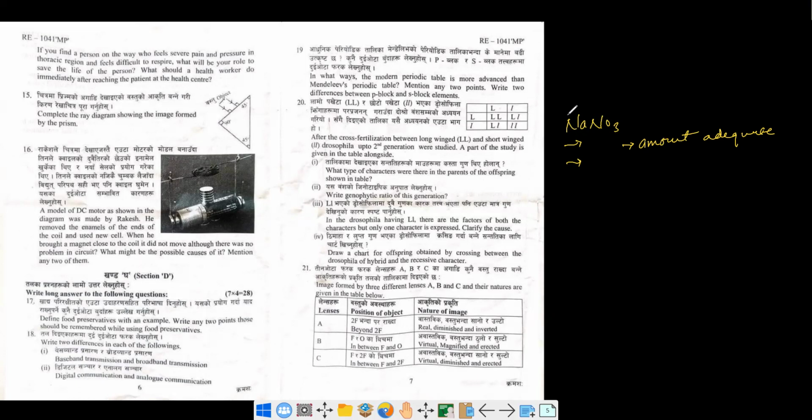So 18 number. In 18 number, what is given? We have to differentiate between baseband and broadband signal transmission. So in baseband, what we actually do is transmit the data over a very short distance. That's why there is no conversion of digital to analog signal. Okay, without converting digital to analog, we can send.